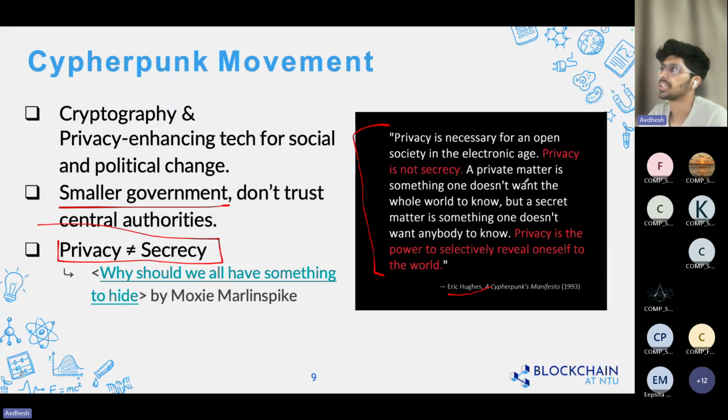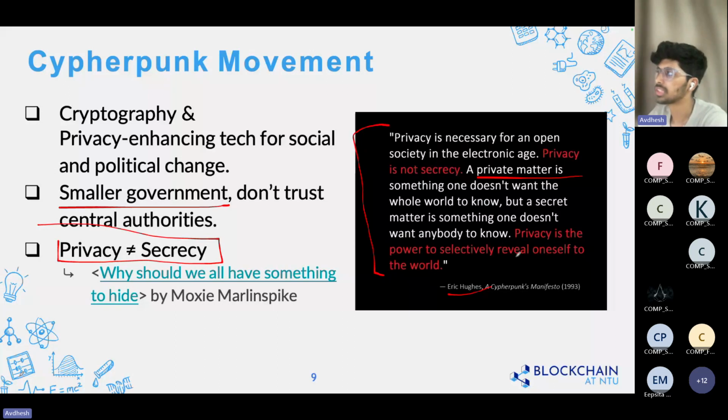So a private matter can be anything regarding your personal life or professional life. By this, what he means is that a private matter can be something one doesn't want the whole world to know. Like, you don't want everyone to know my marks or something like that. But a secret matter is something one doesn't want anybody to know. So something secret can be like, hey, I failed a course, so I don't want anyone to know, right? So that is a secret, and that's the difference between a private matter and a secret matter.